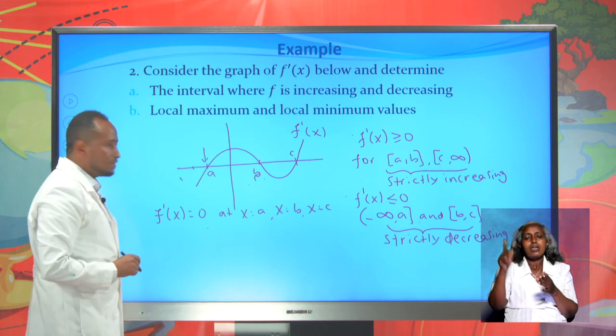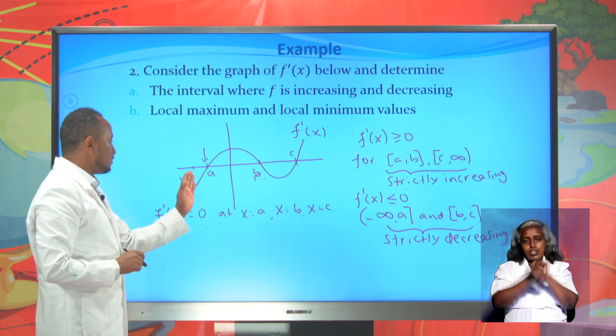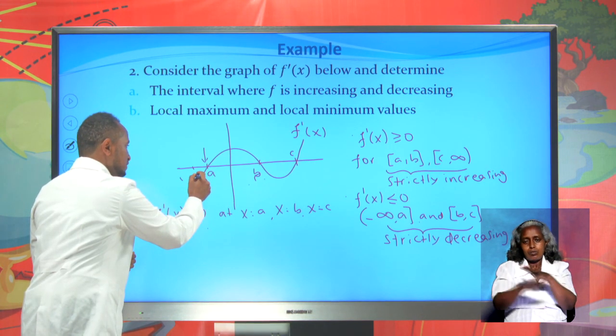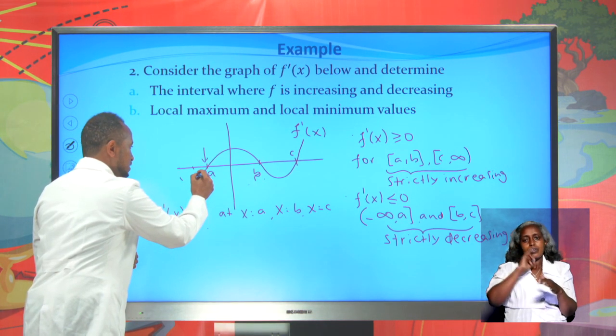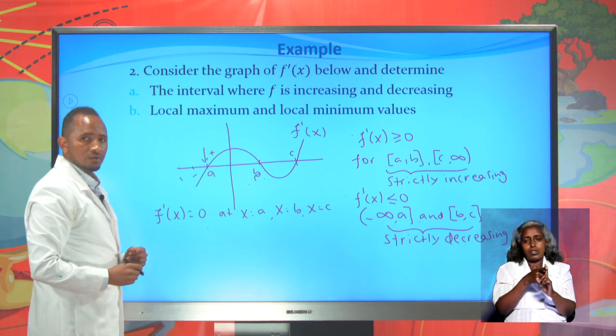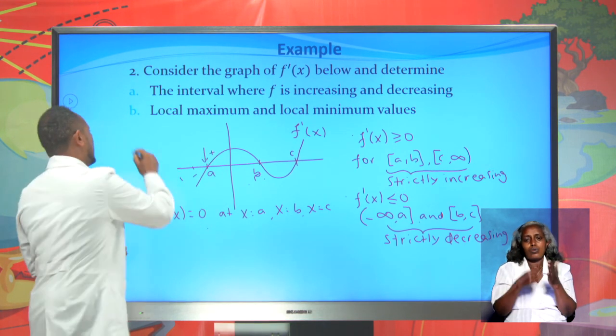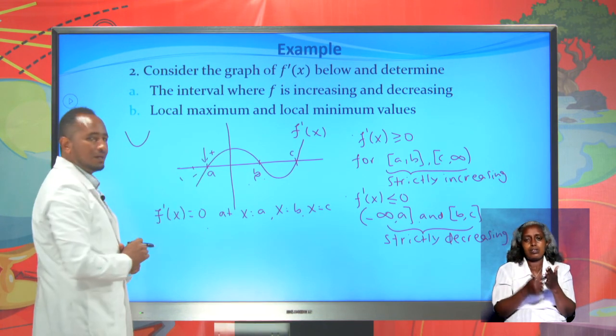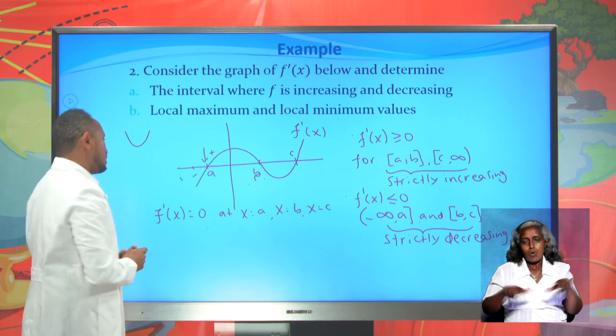At this critical number, the derivative is changing its sign. This one is below the x-axis, its derivative is negative, which means it's changing sign from negative to positive. A change of sign from negative to positive is like this, so this point is a local minimum point.